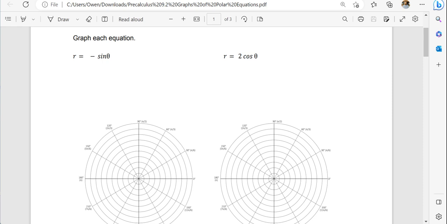We want to draw. So theta, and we want, in this case, we're doing r equals negative sine. Let's start with 0. You put 0 in this, what do you get? You get 0. Let's try pi over 6. Pi over 6, you put that in, you're going to get negative 0.5.